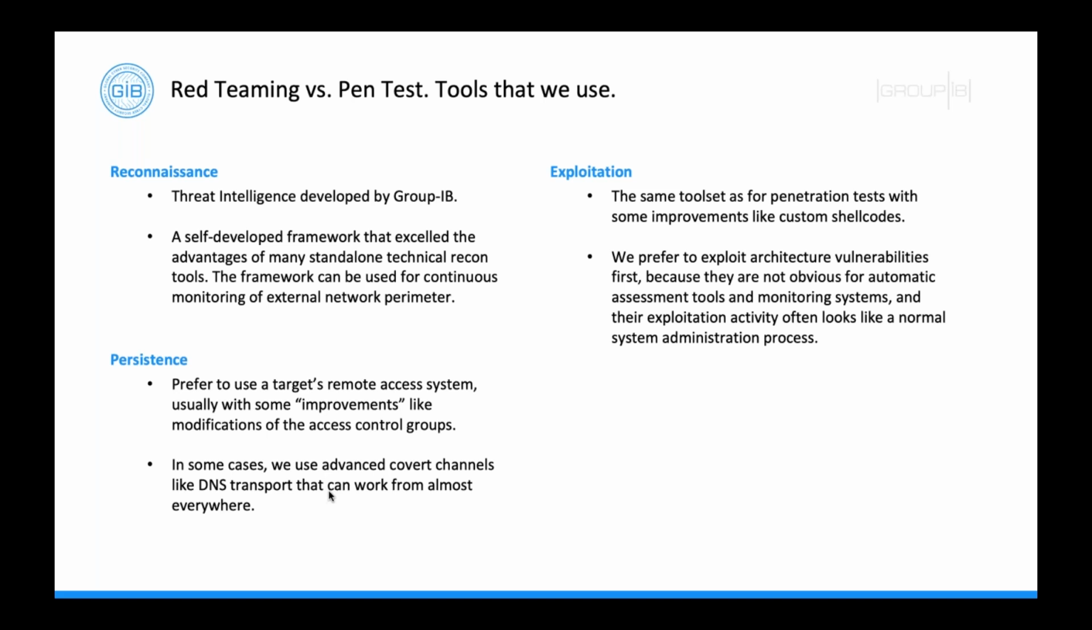During exploitation, the same tools as penetration test with some improvements, typically with custom shell codes from Group IB's red teaming, and of course utilizing some of the different exploits that may be used by advanced cybercriminals detected by Group IB threat intelligence. And we prefer to use different exploit architecture vulnerabilities first because they're not always obvious for automatic detection tools within the security stack for the client organization. The exploit often looks like a normal system admin process, and for that, it's typically a way for the red team to gain access without being detected during the exploitation phase.